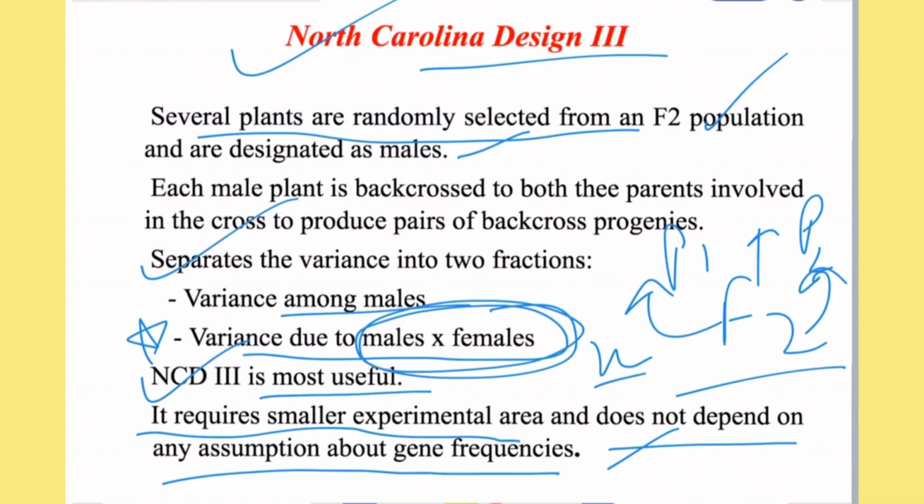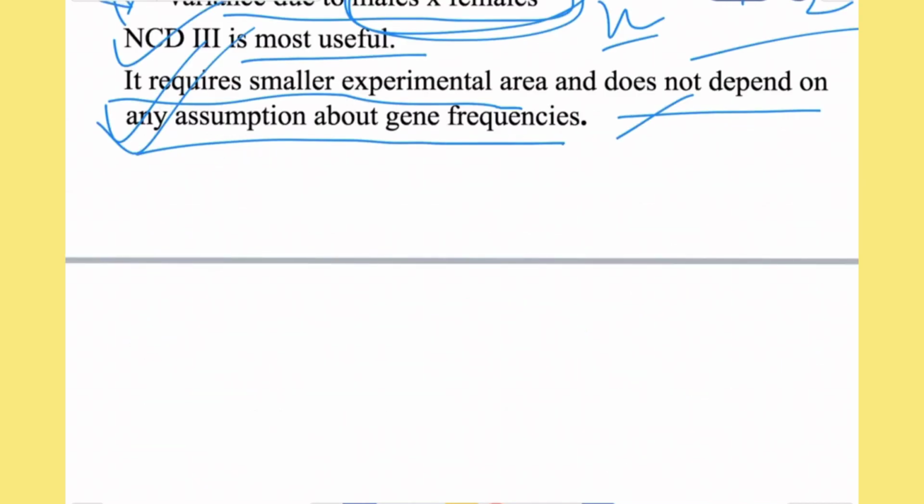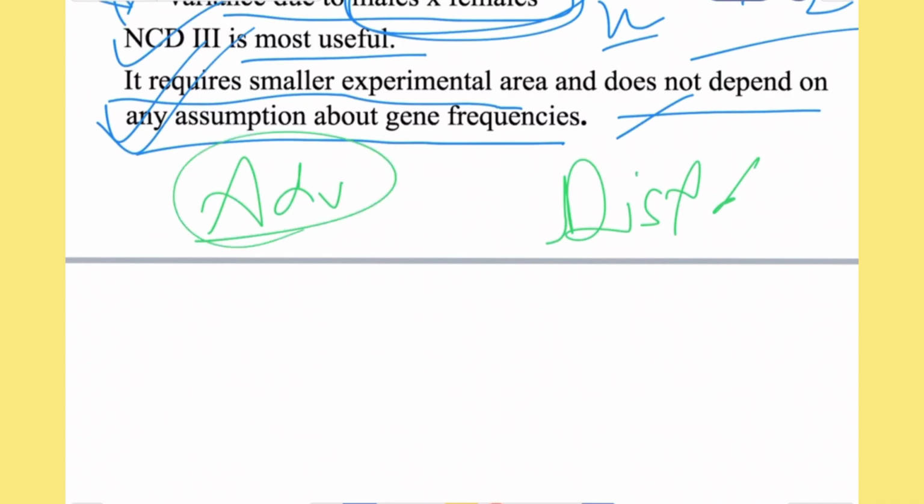NCD1 and NCD2 are influenced by the presence of the maternal effect, while NCD3 is free from that assumption. Now, after completion of the NCD1, NCD2 and NCD3 designs, or biparental mating designs, let's talk about some advantages and disadvantages of this mating design. The advantages are that it gives information about the evolution of the segregating generation like F2 and later generation information, and it also gives information about the additive variance and dominance variance.